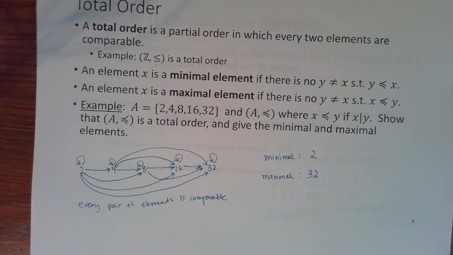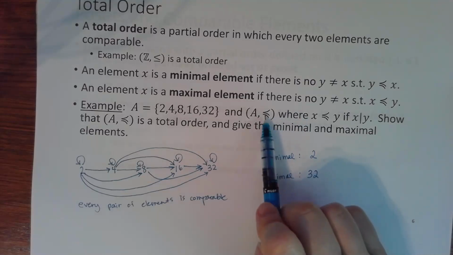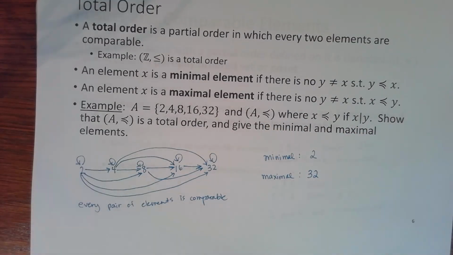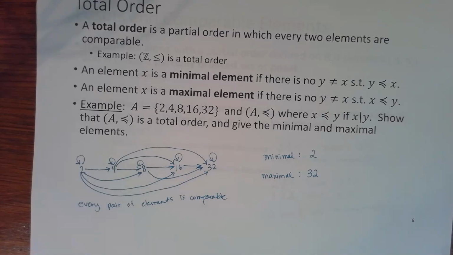So this is an example of a total order. The minimal element is 2. It's comparable to everything, but nothing is less than it, or whatever less than means for this particular order; nothing divides it. And 32 is maximal because everything divides it, but it doesn't divide anything else.